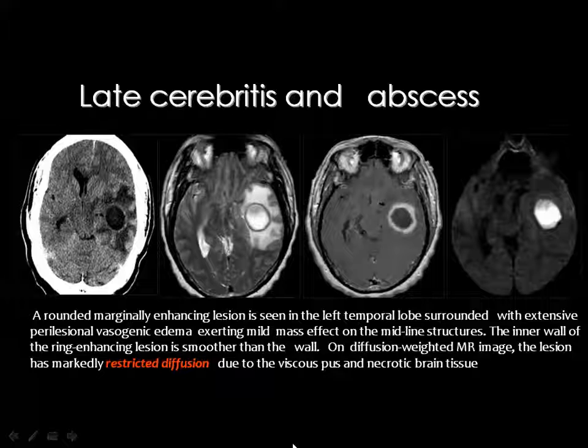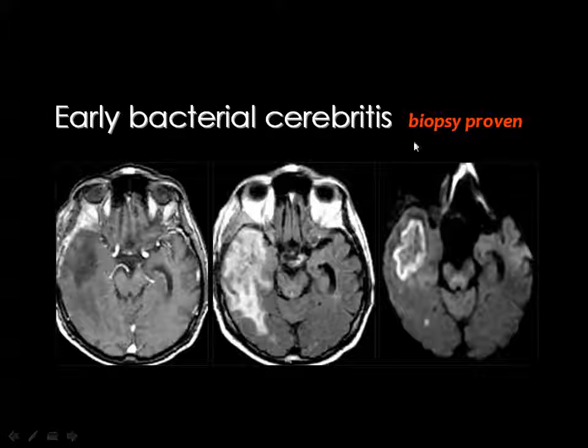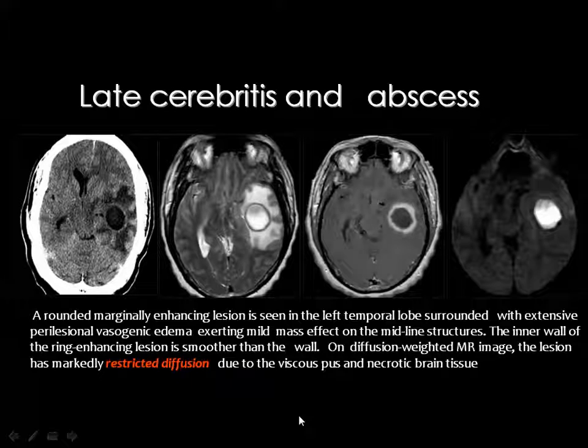But the diagnosis is quite easy whenever the lesion liquefies and forms an abscess. In the early stage of cerebritis with just the brain parenchymal inflammation, it is difficult to diagnose, and you may sometimes need to biopsy the lesion to assess or to exclude the possibility of a neoplastic lesion.